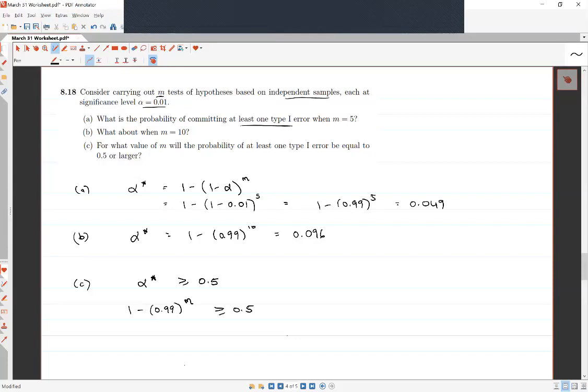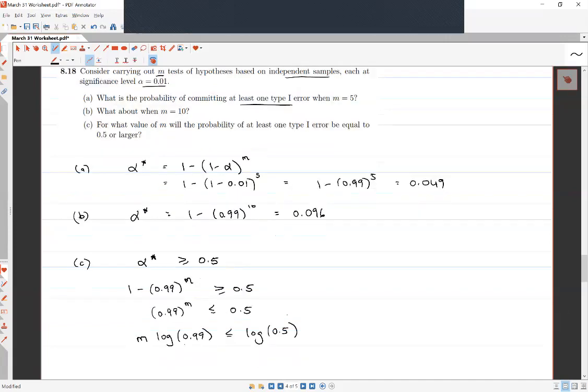So, rearranging things a little bit, I just subtract 1 on each side and then multiply by a -1. So that's why the direction of the inequality changed. Now I can take the logarithm on both sides, and it doesn't matter what base you use for the log here. What does matter when you're solving for m is that we're dividing by the log of 0.99.